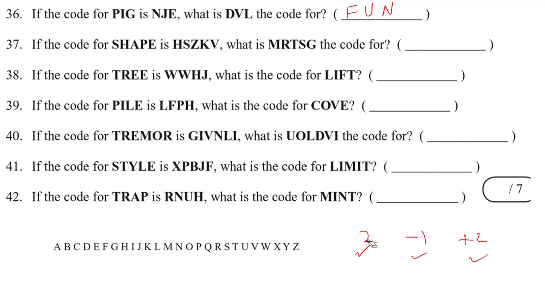Sometimes it's not as easy as that. Sometimes you've got to do what you call mirror reflection. And let's see what's happening in part B, question 37. The code for shape is that. So we are starting from the code to the word, because they've given us the code. So from the code to the word.